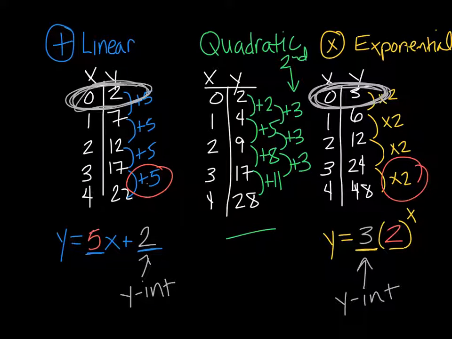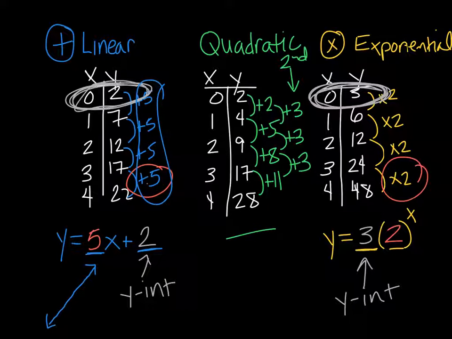Now, what about the graphs? You should be aware of a graph already. A graph of linear has a constant increase. And constant increase means that it's going steadily up or steadily down. There's not going to be a change in direction. It's not going to get rounded or anything like that. So that's what a linear looks like.